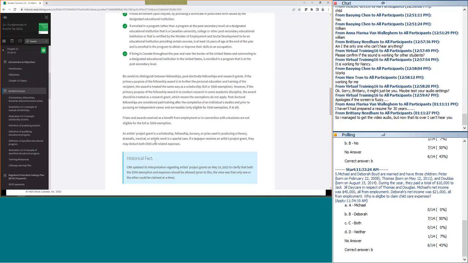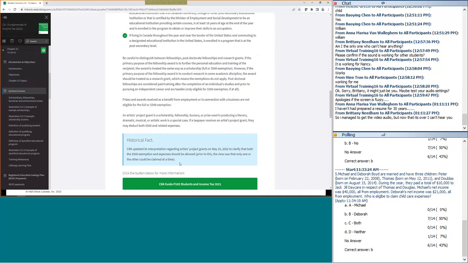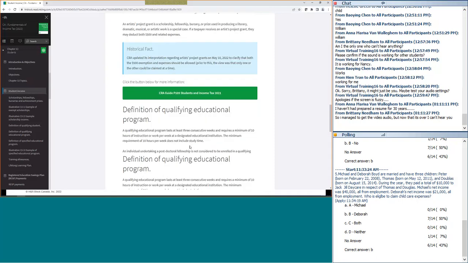In that case, you get to deduct the $500 plus all your expenses connected to making the art that you made. Okay, that's actually really new. There was an artist who went to court and said, I think the $500 should be exempt in addition to my costs. And the CRA said no. And the taxpayer said yes. They went to court and the court said the taxpayer's right. So we now have a case that has clarified that rule for us. So now we know artist grants get the $500 exemption plus the cost of making the art.